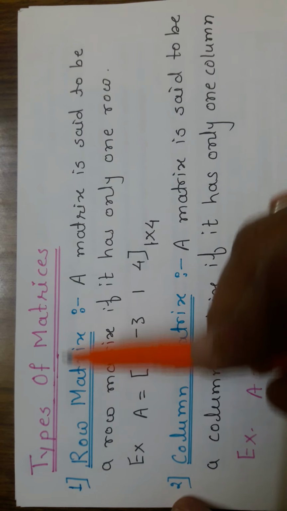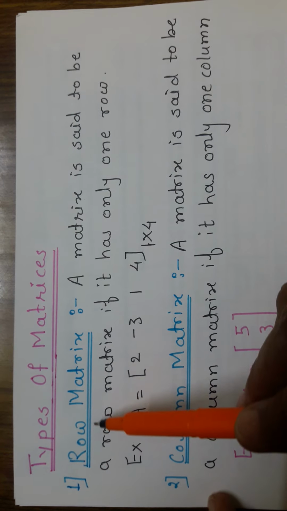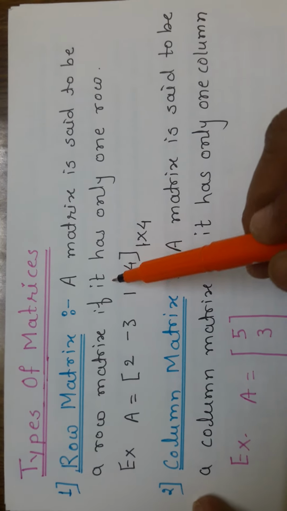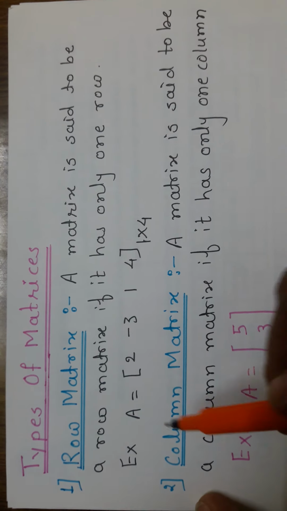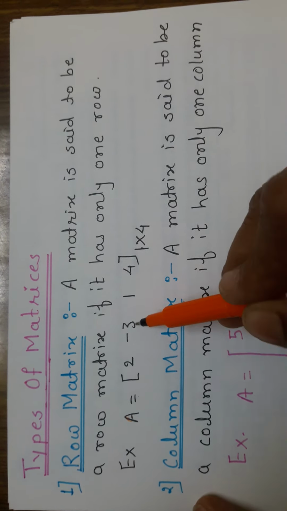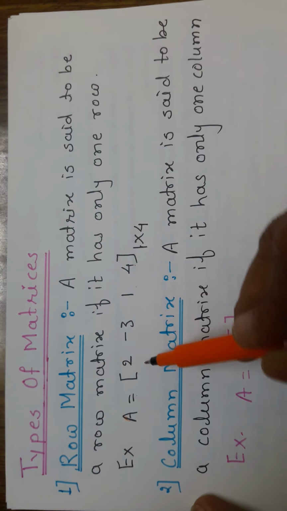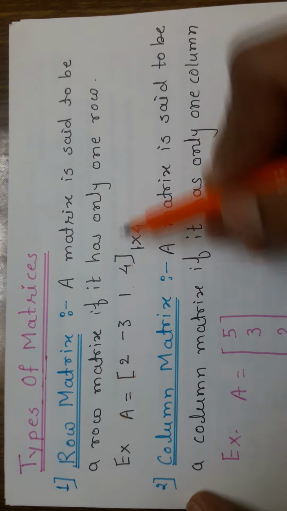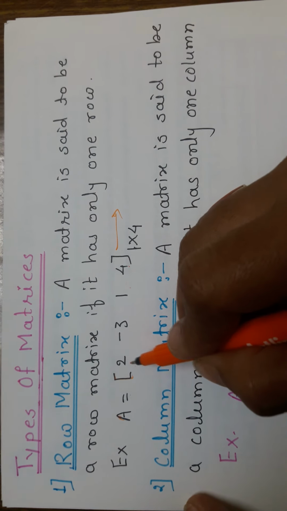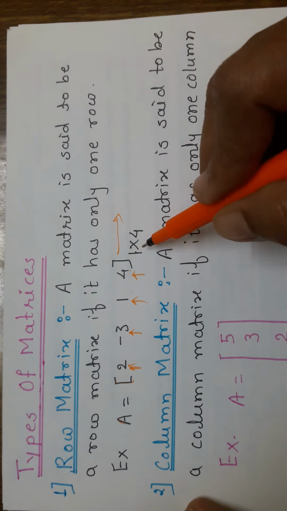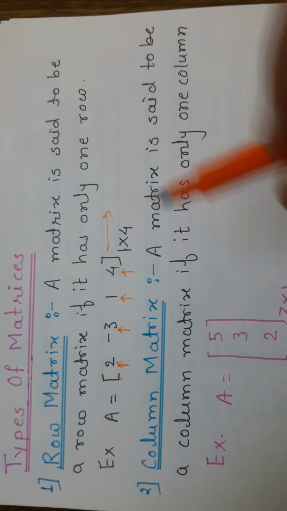Next we will see the types of matrices. First is the row matrix. A matrix is said to be a row matrix if it has only one row. For example, A is equal to 2, minus 3, 1, 4. These are the 4 numbers enclosed in the square bracket. So only one row is there, but the columns are 4. That's why the order of this matrix is 1 cross 4.